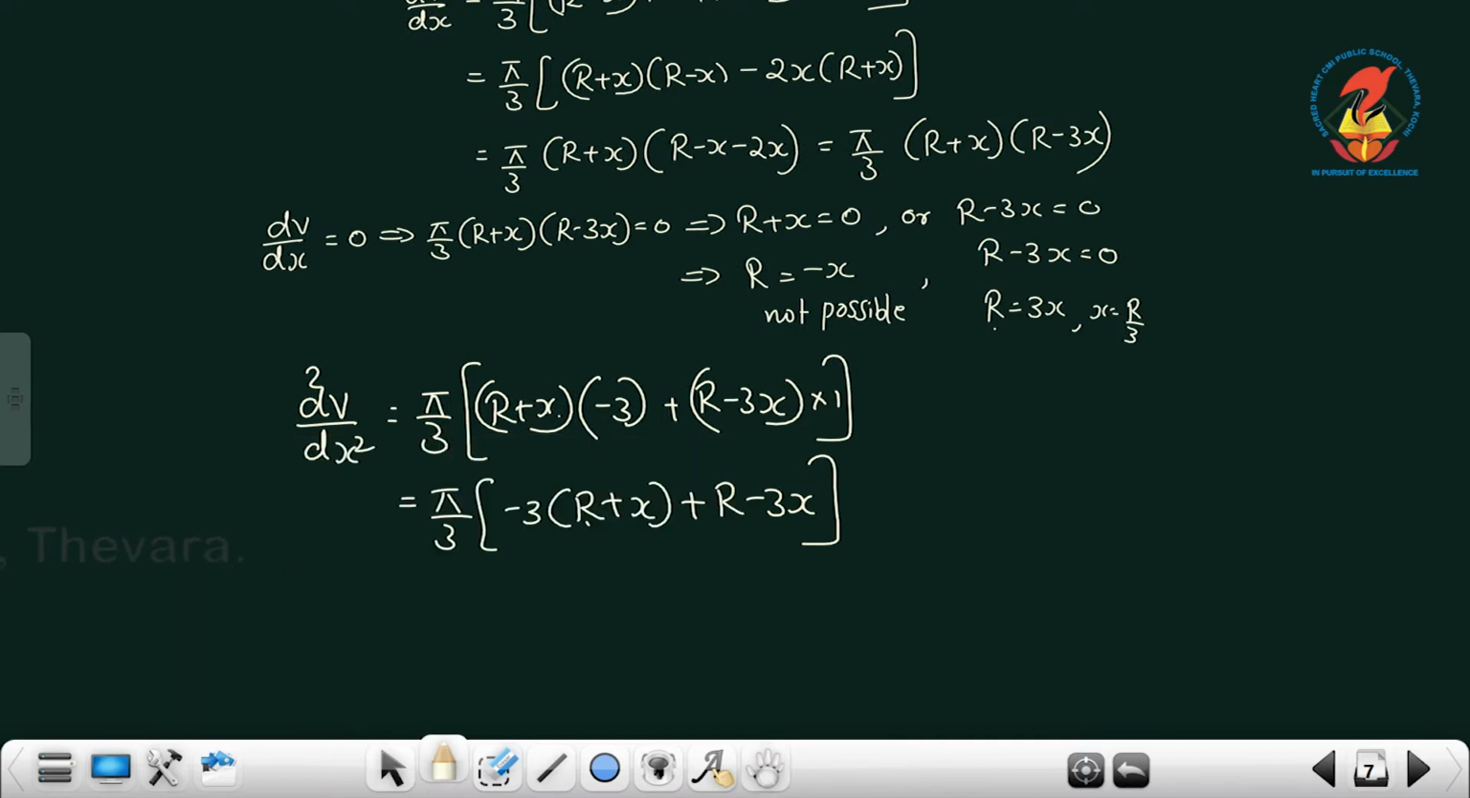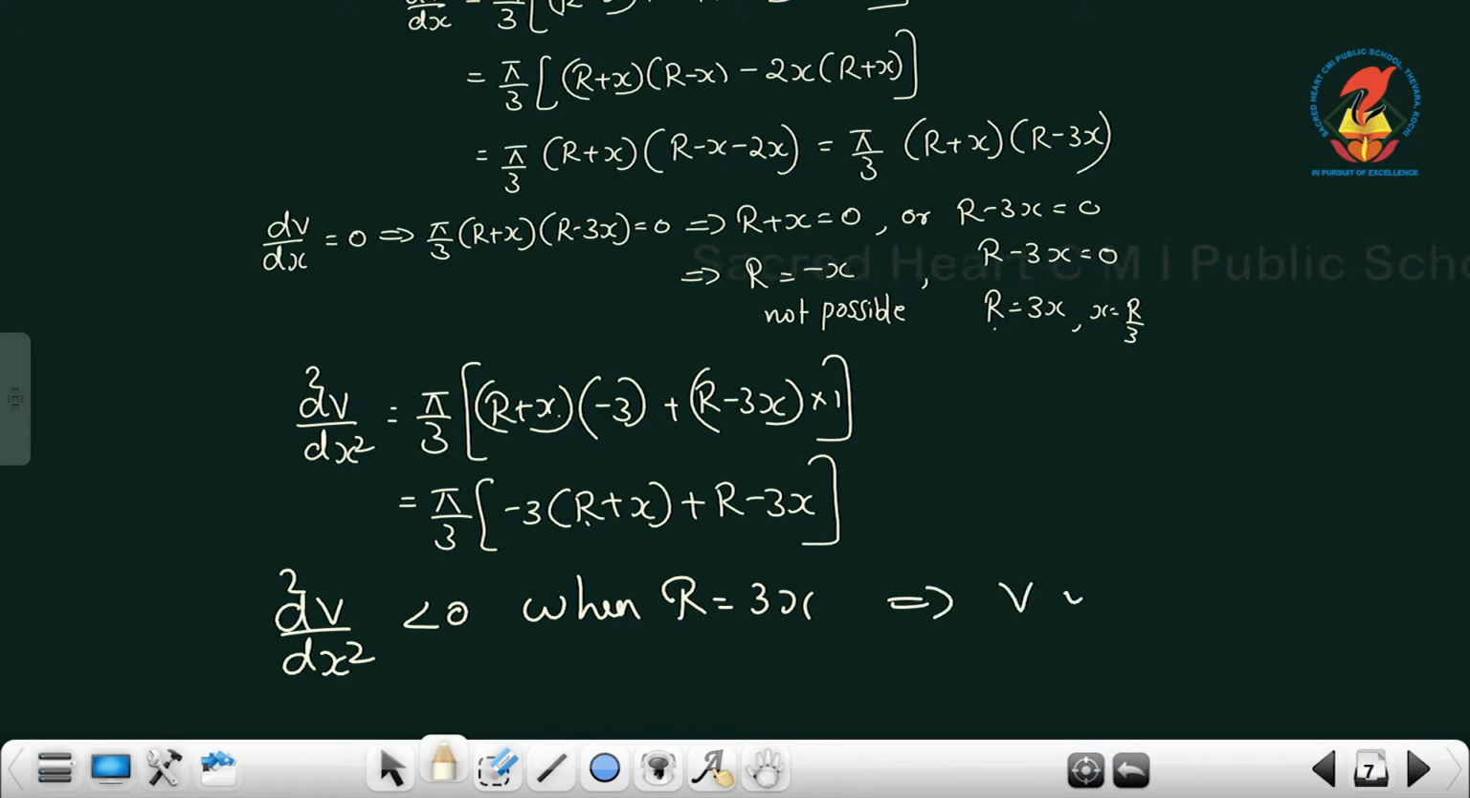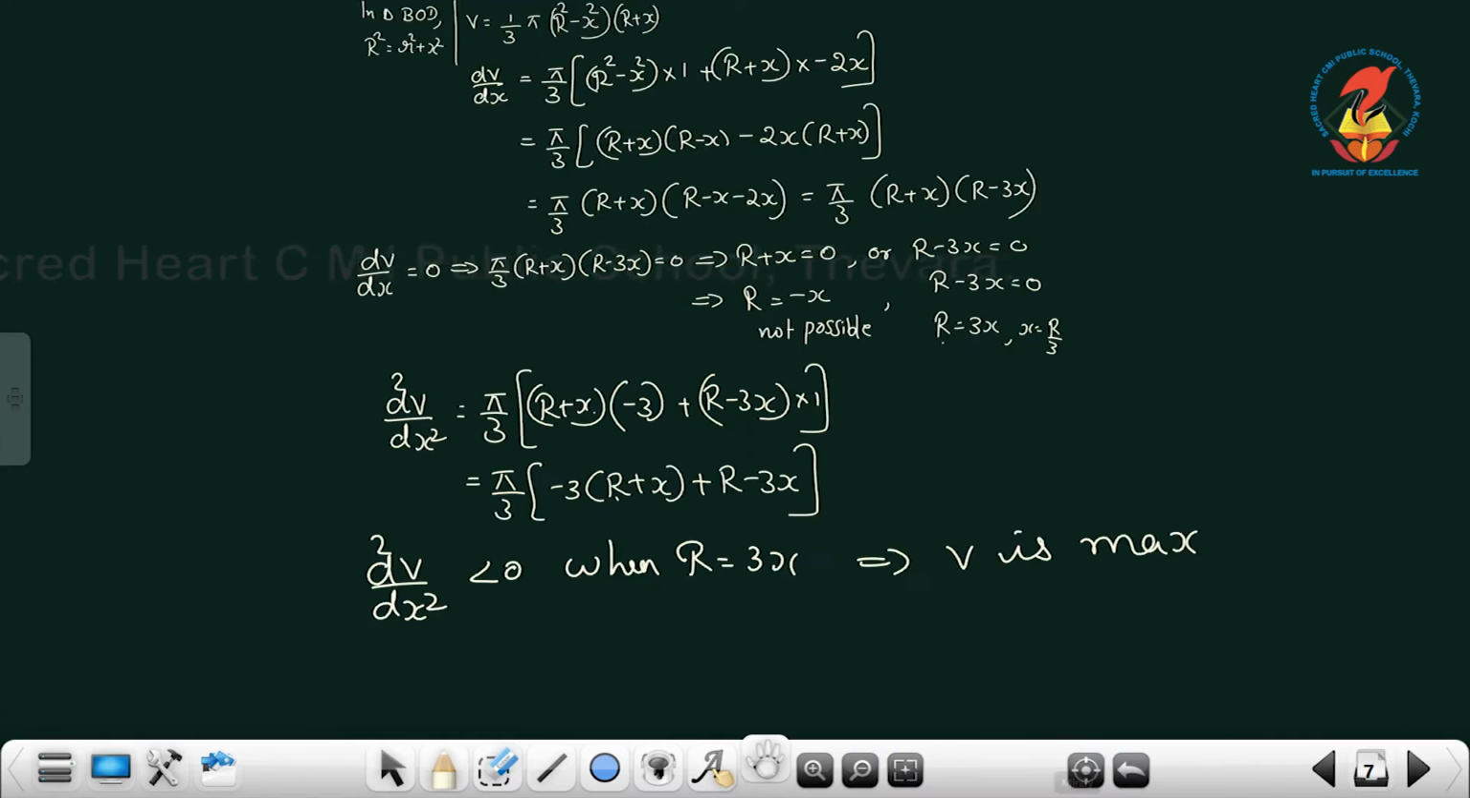Okay. So I can write d square v by dx square is negative when R is equal to 3x, or x is equal to R by 3, any way you can write. So this is negative, which implies V is maximum. So that cone has the largest volume, the largest cone inscribed in a given sphere. That way the question is given.